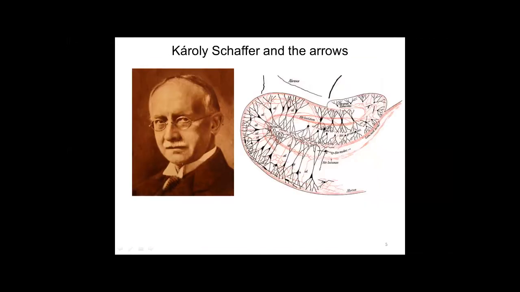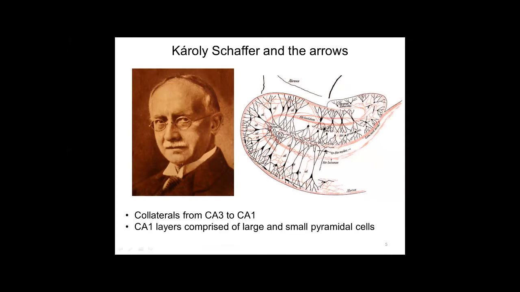But in those early days, another researcher, Károly Schaffer, also realized that there should be other arrows here. In looking at how the CA3 collaterals, the Schaffer collaterals, run from CA3 to CA1, Schaffer also noted that CA1 was comprised of large and small pyramidal cells, and that they were organized radially from the deep layers closer to the alveus to the more superficial layers closer to the stratum radiatum, which is a layer in the hippocampal CA1 where most of the parallel dendrites of pyramidal cells are organized.